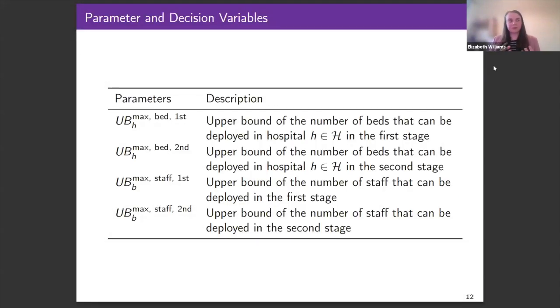And so then we had some more parameters, and these were the upper bounds. These were physical constraints we couldn't exceed. So for example, we can't deploy more beds in a hospital than there are physically. We were assuming that you couldn't put patients in corridors or on chairs waiting for a bed. And also we had a limited number of staff, and we couldn't exceed this.